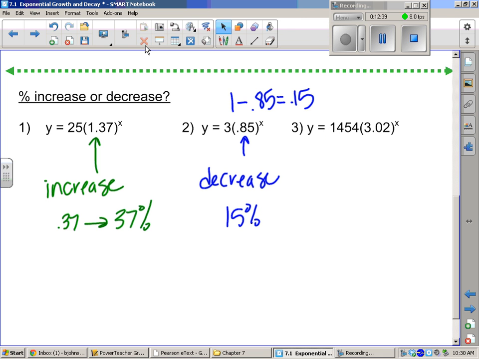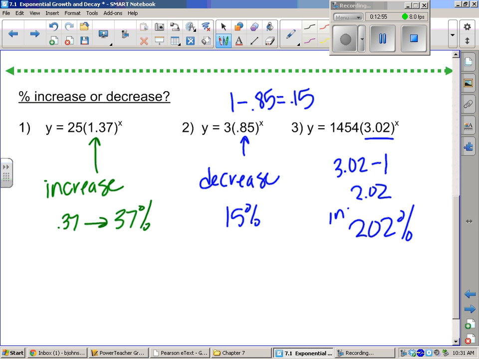Okay, here's the challenge. How much more than 1 is it? In your head you can be thinking 3.02 minus 1 is 2.02, which as a percentage is 202%. And so obviously that is an increase. Yeah, big time.